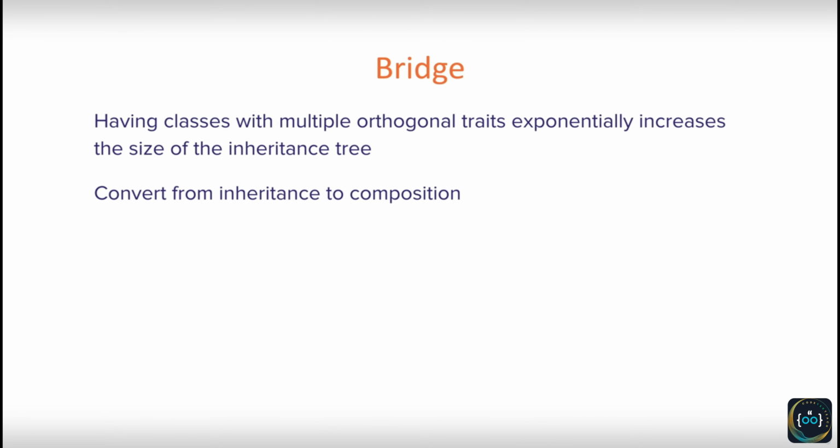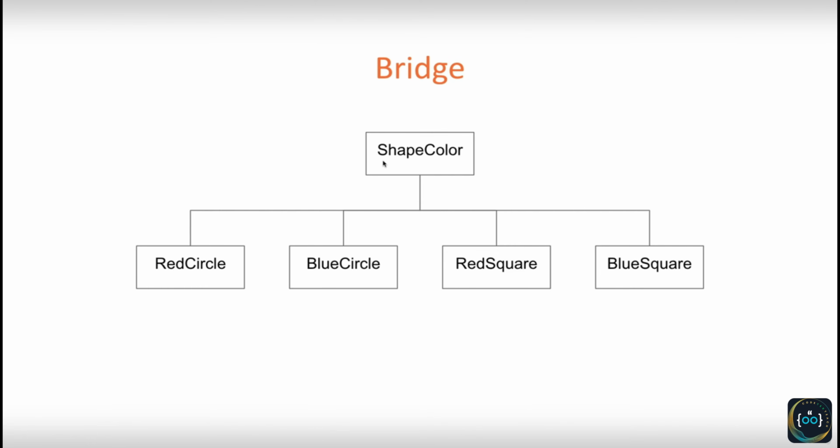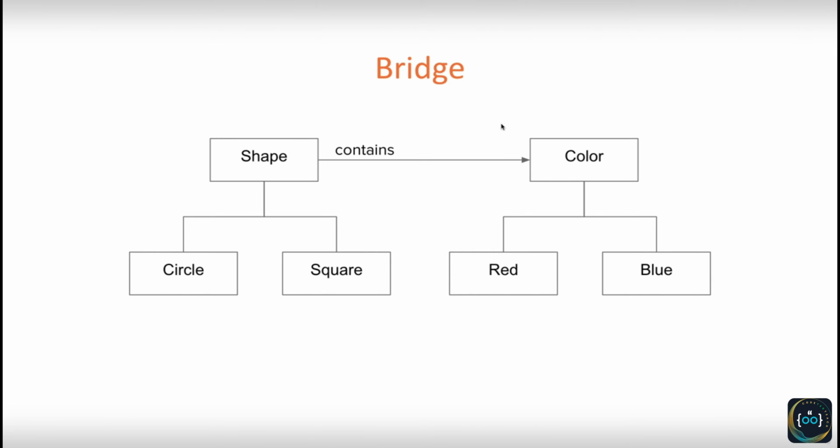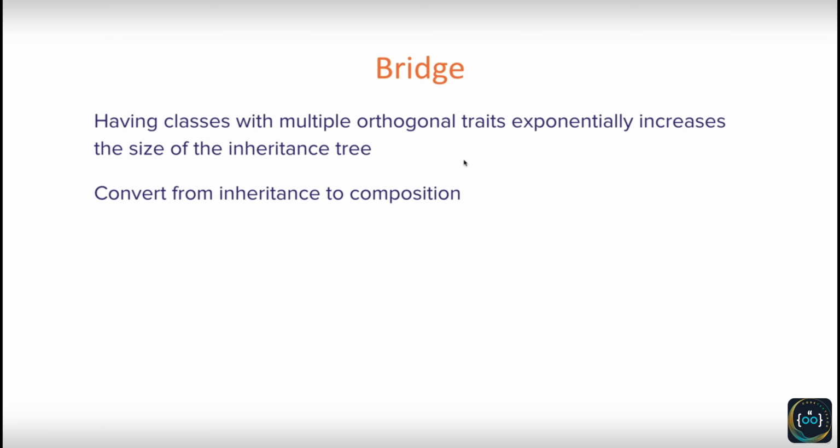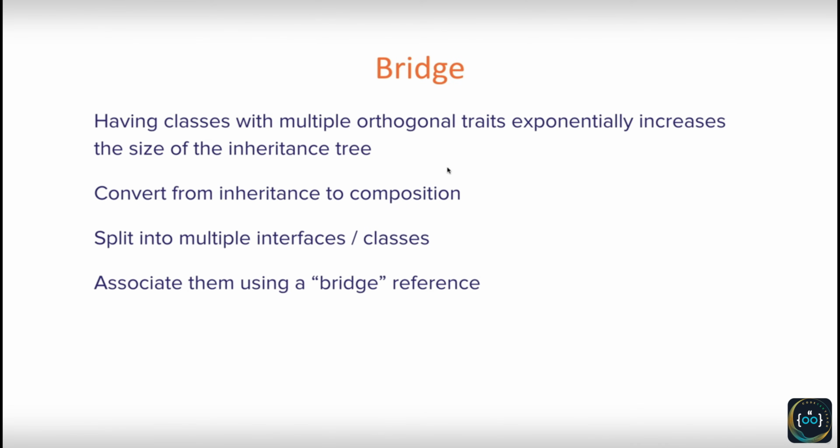So we no longer inherit from multiple components. We compose them in our class and let each component manage its own state and its own functionality. We split into multiple interfaces and multiple classes. As we've seen here, instead of having one that handles everything, we have two that are composed within our code. And then finally, we associate them using a bridge reference.